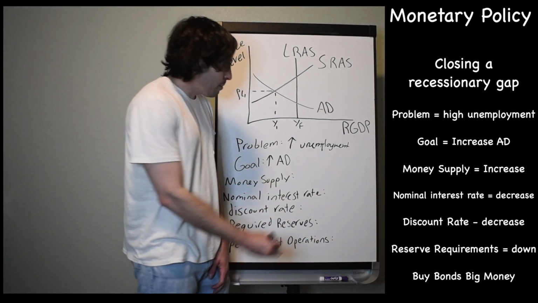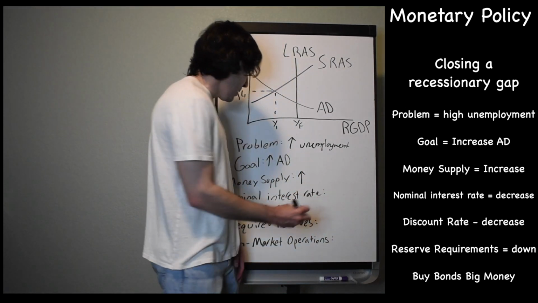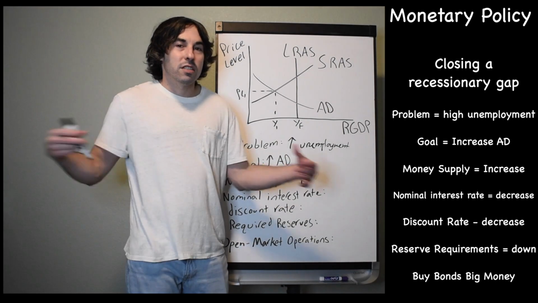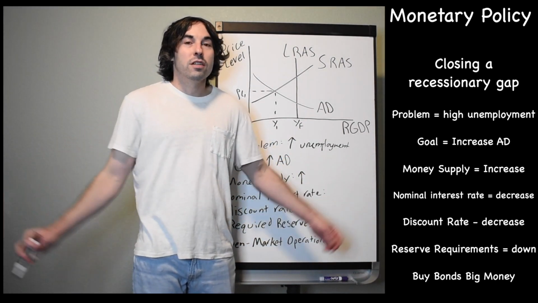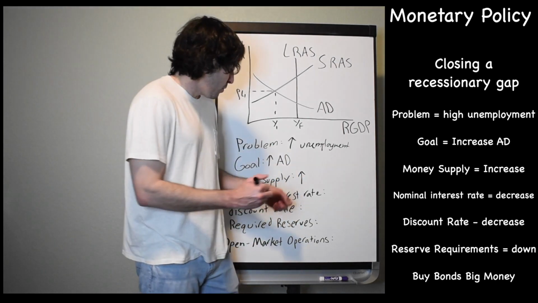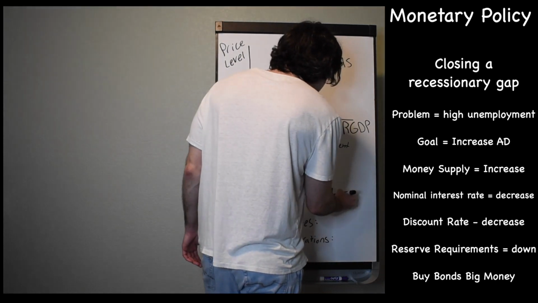What should we do to the money supply? We want to increase the money supply. And when we increase the money supply, the nominal interest rate is going to go down. Just like when it's cookies on the shelf at the store, the more there is, the cheaper it is. So the more money there is, the cheaper it is to borrow. We want our nominal interest rate to fall.